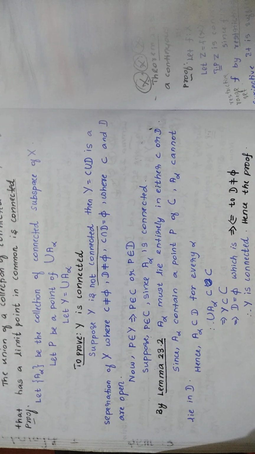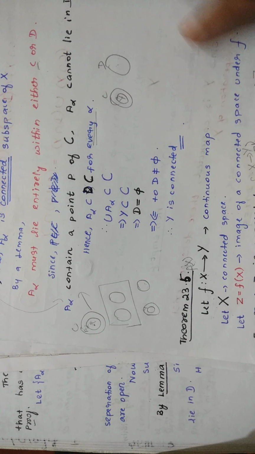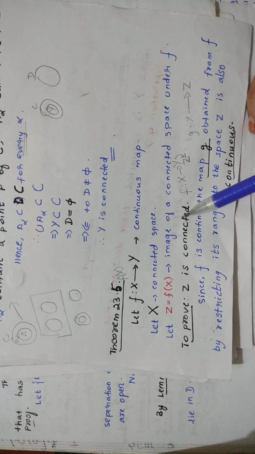Our assumption is wrong. What assumption? Z is not connected is wrong. Therefore, Z is connected is proved.